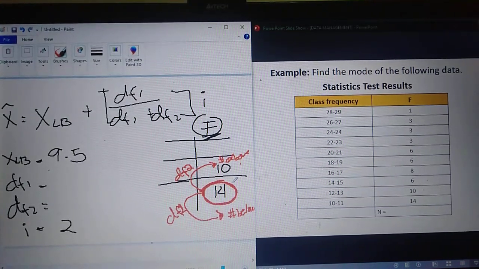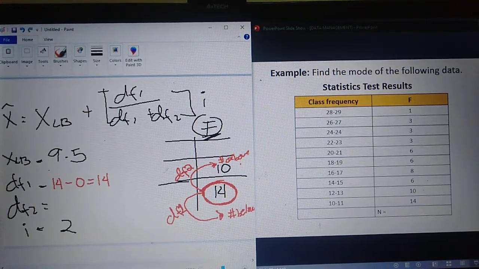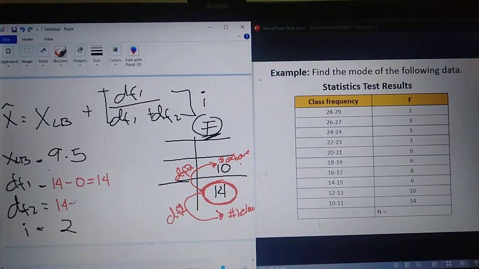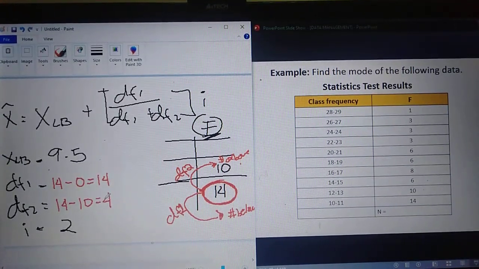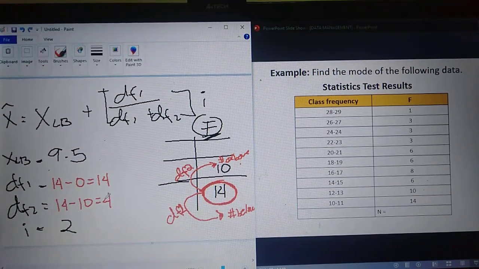Okay. So 14, ano ba yung number? df1 tayo. Ano ba yung 14? Let's copy 14, which is having the highest number of frequency, minus what's the number below 14? 0. And the answer will be 14 automatic. Now, how about for df2? df2 is 14 minus the number sa taas niya, which is 10. So we can get 4. Yan na. So nahanap na natin yung lower boundary, the df1, the df2, and the class interval. So it's time for us to solve.